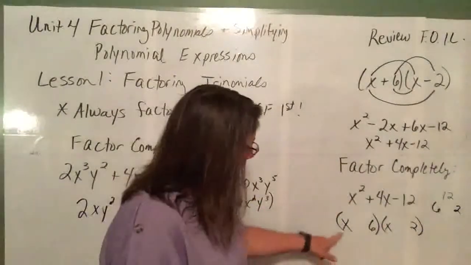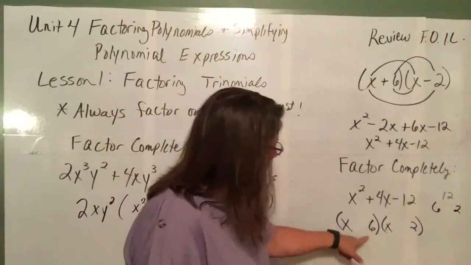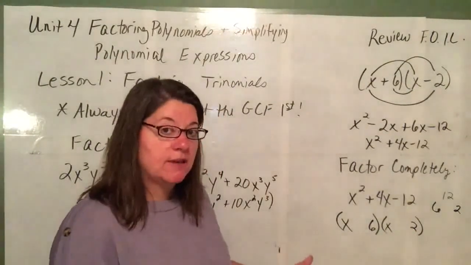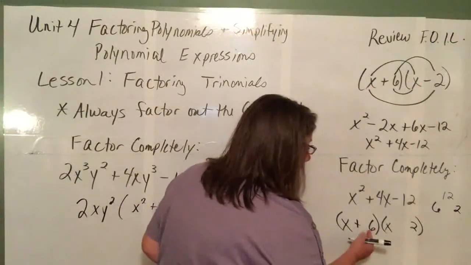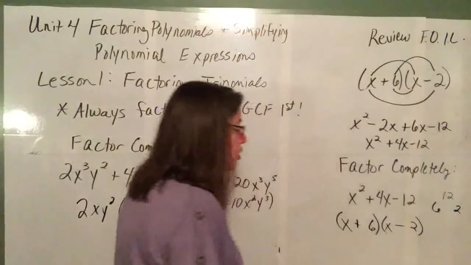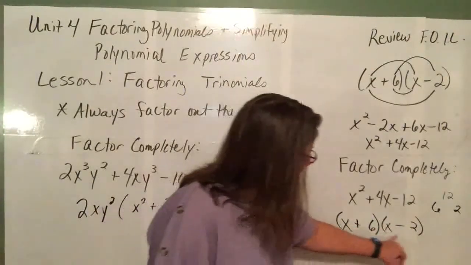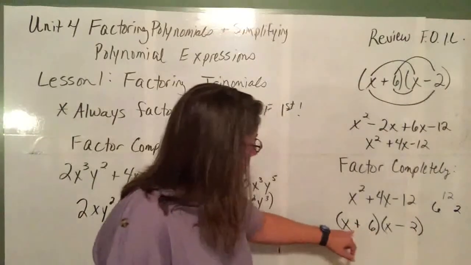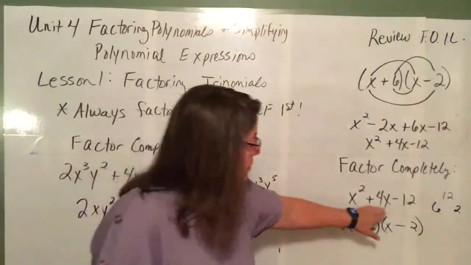When I multiply the outside, I've got 2x. When I multiply the inside, I've got 6x. So the biggest of those is 6x. So the 6x is the one that gets the plus because it's bigger, and the one that gets the minus is the 2. And if you FOIL the outside and inside, x times negative 2 is negative 2x plus 6x. 6x minus 2x is 4x, which is what we started with.